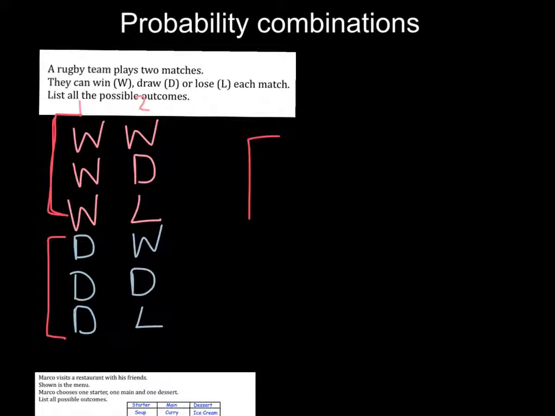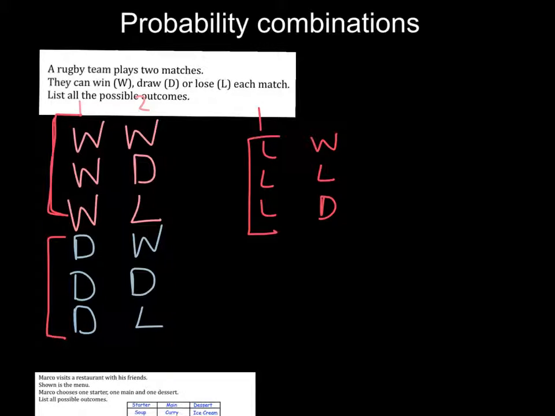I'm now going to look at all the options for losing the first. So all 3 options for losing. I could lose the first one but win the second one, lose the first one and lose the second one, or lose and draw. So that is just a bit of patience, a bit of systematicness, and thinking through all your combinations.